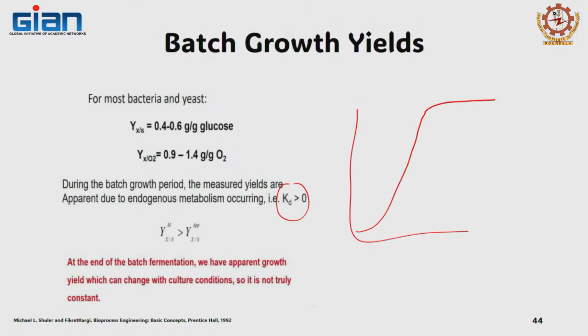Endogenous metabolism takes place, and my cell concentration is going to go down a little bit. My yield will reduce a little bit, very little, not significantly. If my Kd is way too high, it will be a significant decrease. You got the idea. So, at the end of the batch fermentation, we have an apparent growth yield, which can change with culture conditions. It is not truly constant.